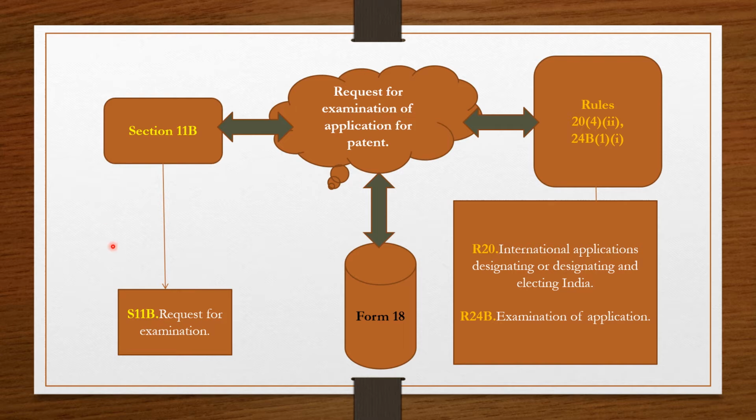What is the title for section 11B? The title is Request for Examination. The title for rule number 20 is International Applications Designating or Designating and Electing India. Rule number 24B is Examination of Application. So here we can very well see that the keyword is examination. You can see here examination, here examination. So the keyword here is examination.